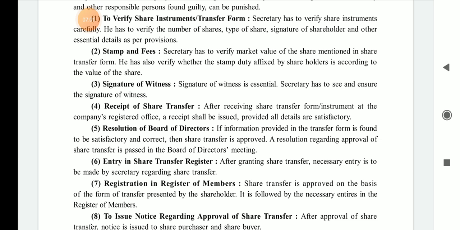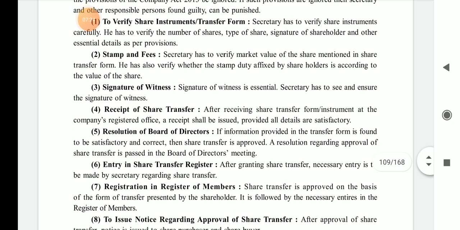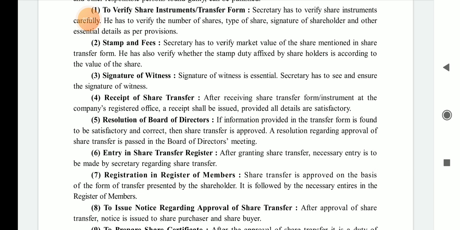Next one is the resolution of the board of directors. If the information provided in the transfer form is found to be satisfactory and correct, then the share transfer is approved. See, if all the information provided in the share transfer form is found satisfactory, at that time the receipt should be given to the particular person and the transfer can be approved.